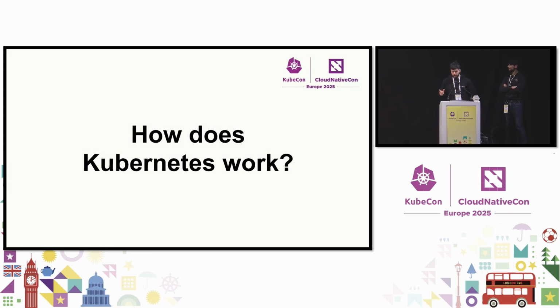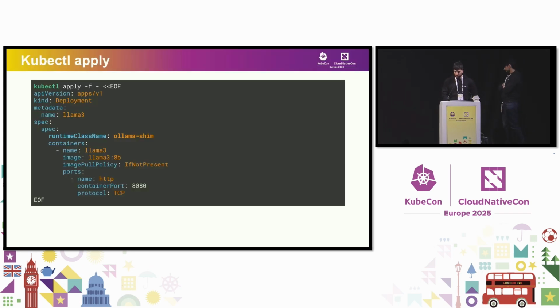So we are going to be a bit simplistic in here. But basically, we are interested in what happens when we create a deployment, or how the containers of that deployment are created on every node. So in our case, we have this deployment with a custom runtime class name. So what happens in Kubernetes when we do this?